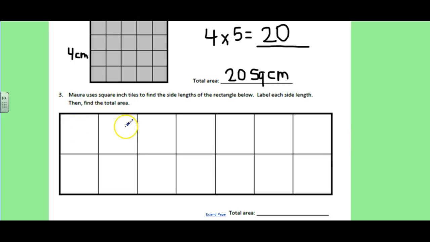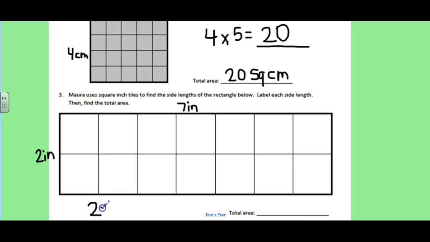So we've got 1, 2, 3, 4, 5, 6, 7 on this side. She's using square inch pieces, so we've got to put inches next to our 7. And then this one just has 2, so that's going to be 2 inches. So we're going to do what we just did on the previous 2. I want you to write the equation down here at the bottom where we are multiplying the side lengths to find the total area. And once you have multiplied that, I want you to write the total area on this part of your paper. And once you have that done, you can push play to check it.